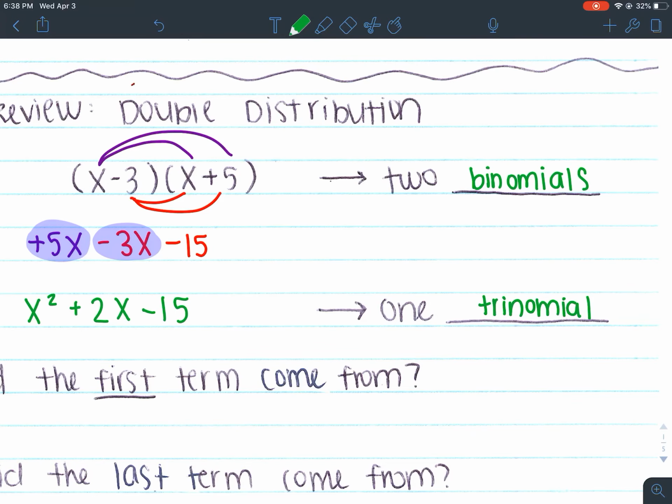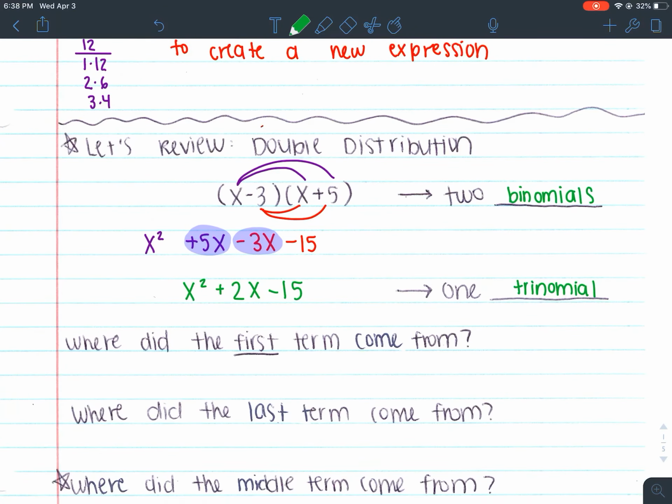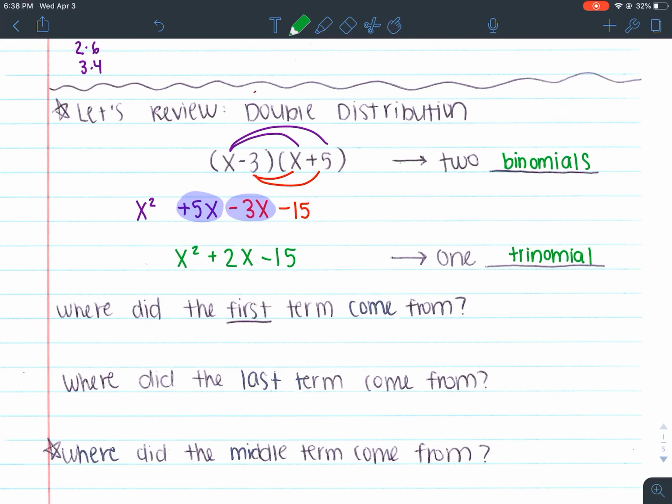So I've been starting with 2 binomials and getting 1 trinomial. That's what we've been doing since Unit 1. Now, in this lesson, we're going to go backwards. We're going from the trinomial back into those 2 binomials.